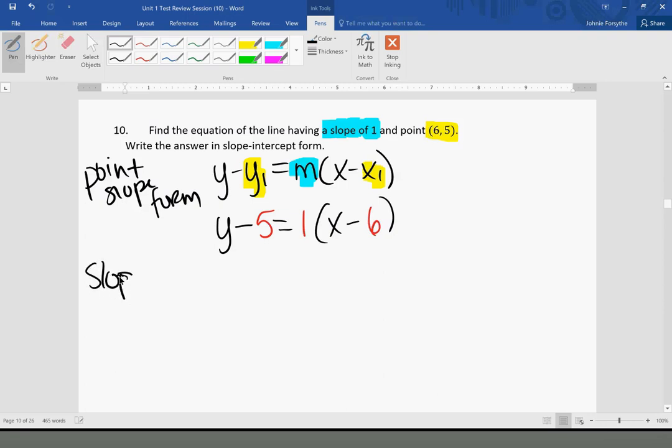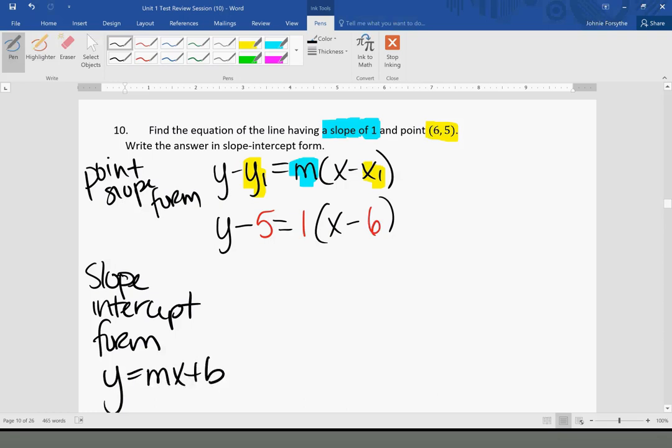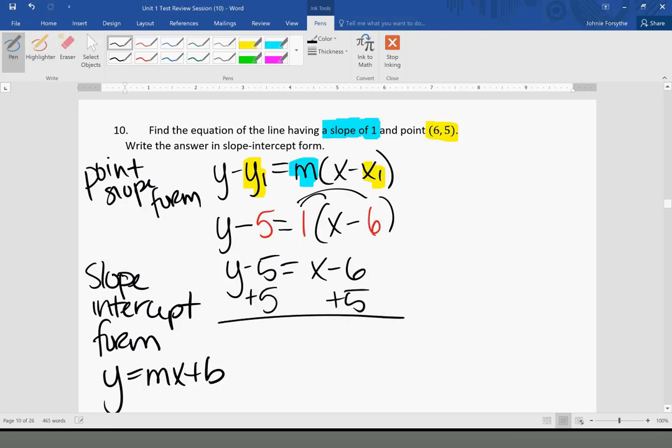Now let's put it in slope-intercept form, which remember is y equals mx plus b. So let's distribute this 1, which basically makes y minus 5 equals x minus 6. And then we want to get y by itself, so we're going to add this 5. So we have y equals x, then negative 6 plus 5 is negative 1. And so now we have our equation in slope-intercept form.